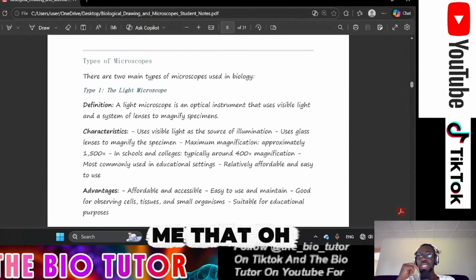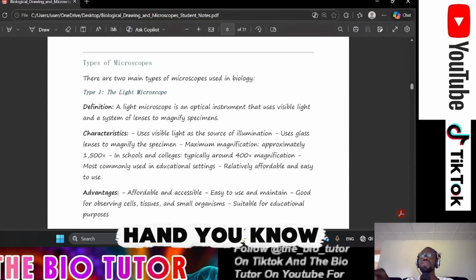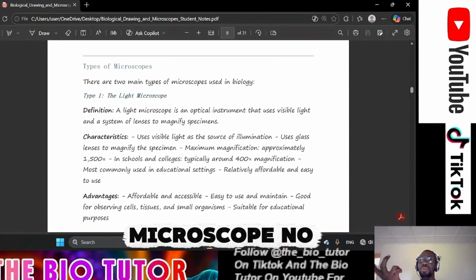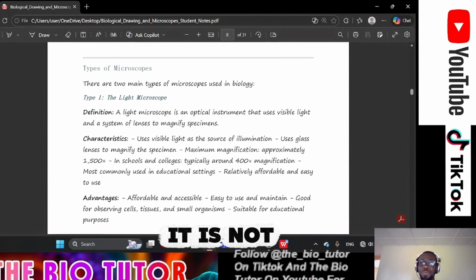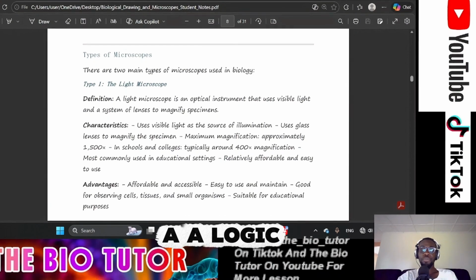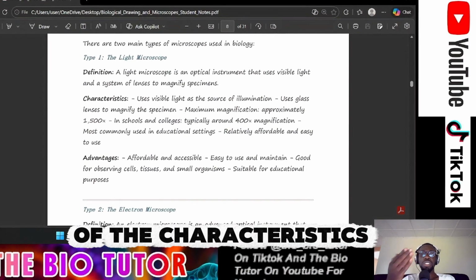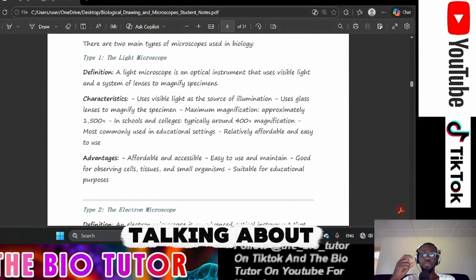Nobody can tell me that, oh, I used my hand to view the microscope. No, it is not logical. Now, what are some of the characteristics of this light microscope we are talking about?